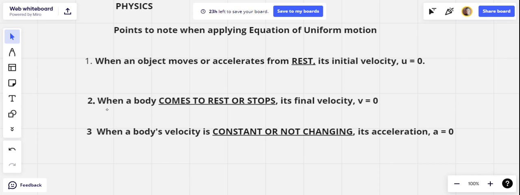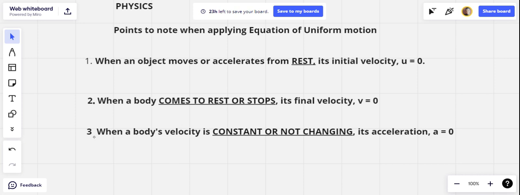Now we look at the second point. When a body comes to rest or stops, its final velocity v equals 0. So if a body is already in motion, that means it has velocity. Now when that body stops or comes to rest, that means it no longer has velocity, because velocity is what? Change in displacement with respect to time. So when a body is no longer moving, that means it's not changing position again, it's not changing displacement again. So at that point, the final velocity equals what? 0.